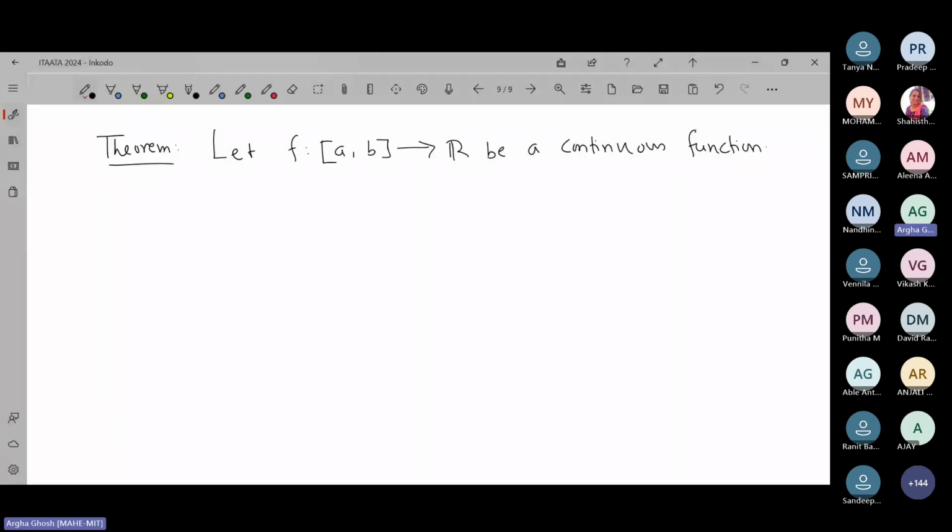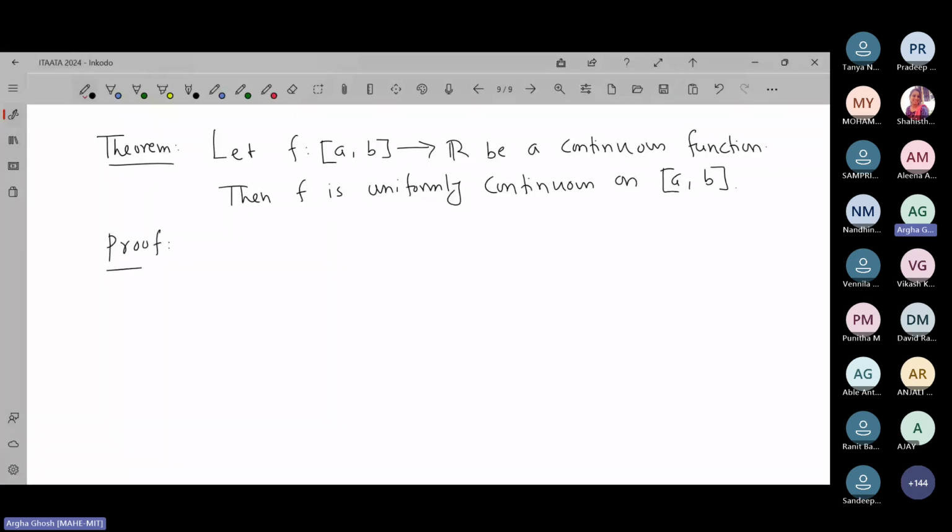Then f is uniformly continuous on [a, b], the closed and bounded interval. If we have a function from a closed and bounded interval to R which is continuous, then it is uniformly continuous on [a, b]. Okay, let's try to prove this.